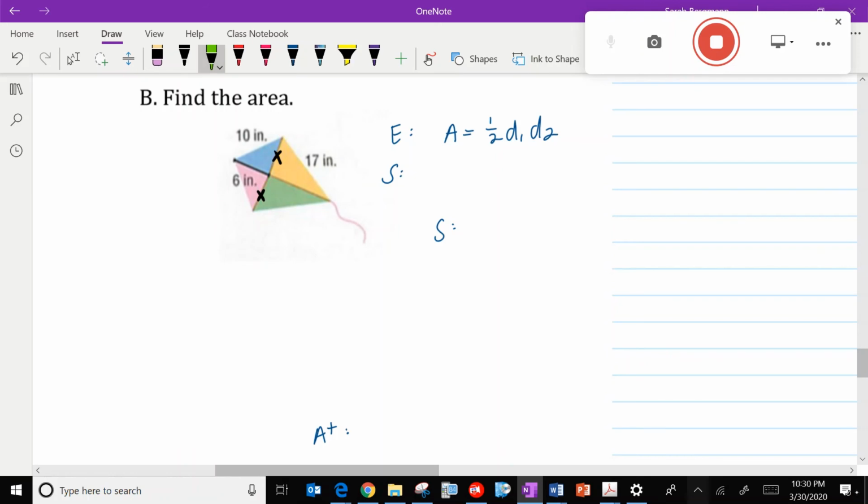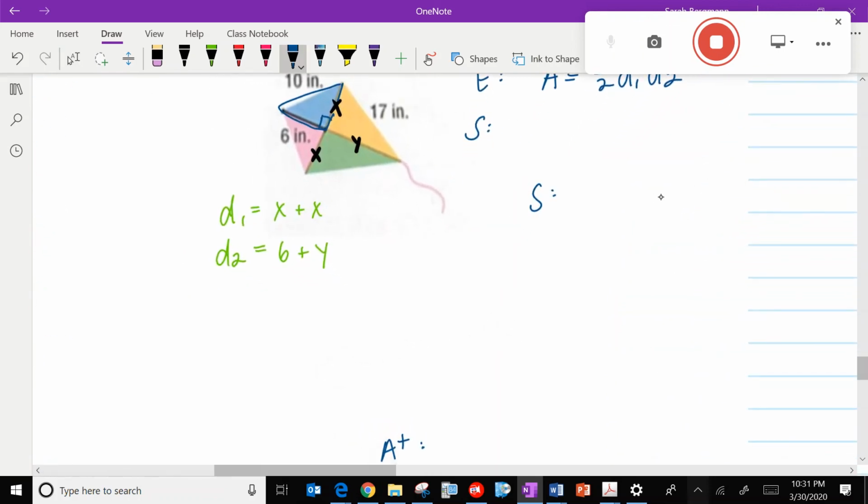So I know one of my diagonals is going to be x plus x. My other diagonal, let's call this y. My other diagonal is going to be 6 plus y. So I have to figure out x and I have to figure out y before I can even figure out my diagonals. In order to figure out x, let's look at my blue triangle here. Alright, it's a right triangle because remember, diagonals in a kite are perpendicular. So let's do Pythagorean theorem.